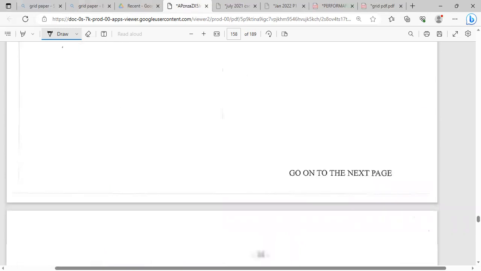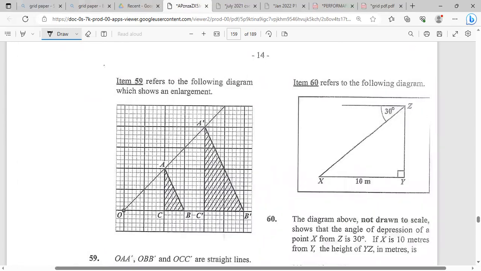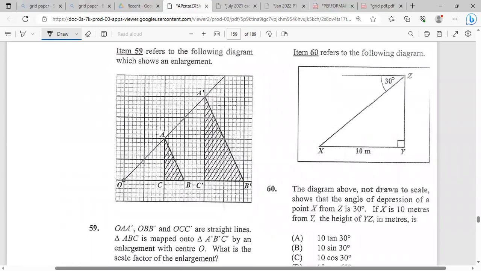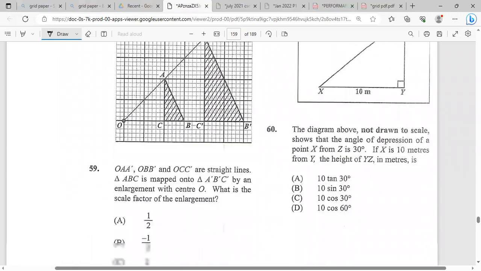59. Item 59 shows the following diagram. That maps onto that enlargement center. What is the scale factor of the enlargement? So this small one maps onto the big one. That's all we need to know, right? So this now is a 1 and this is a 2. So the scale factor is 2. So that would be C.